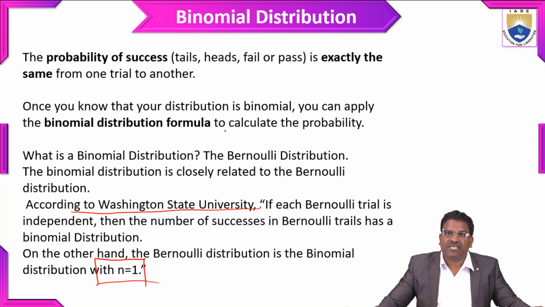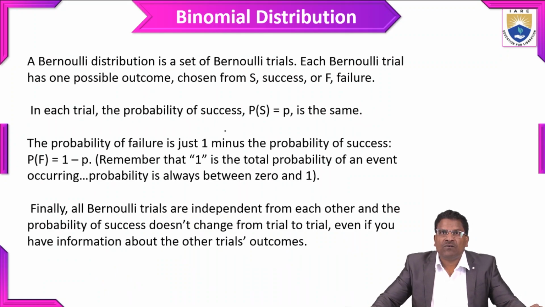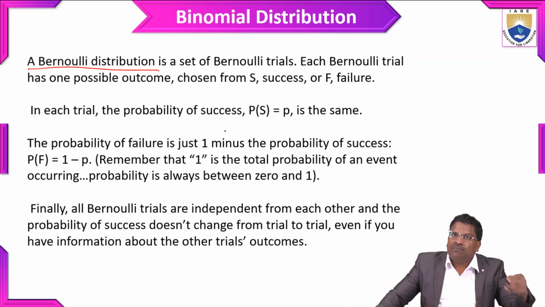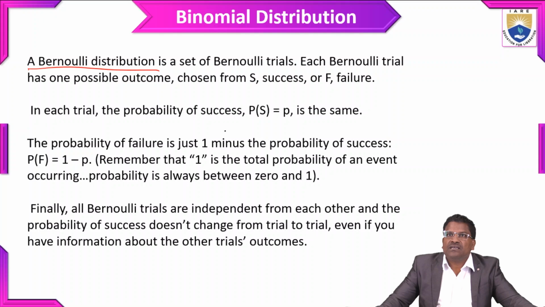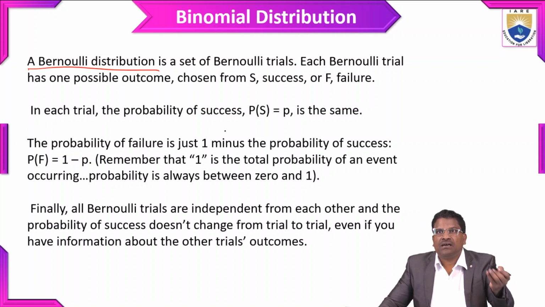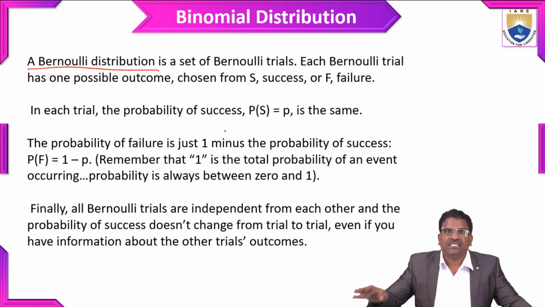In a binomial distribution, if the number of trials is 1, then it automatically reduces to a Bernoulli distribution. That process is a Bernoulli process. A Bernoulli process is a set of Bernoulli trials. Each Bernoulli trial has one possible outcome chosen from success or failure. In each trial, the probability of success, P of S, is equal to P, and it is the same.